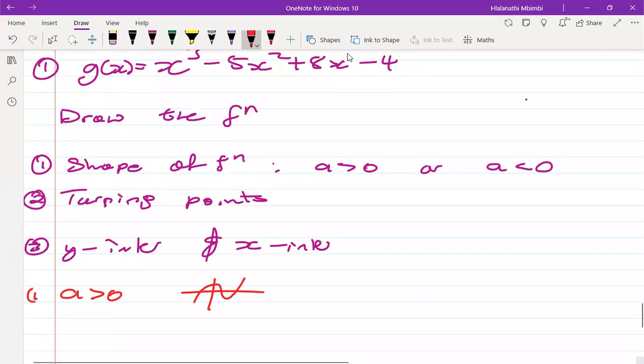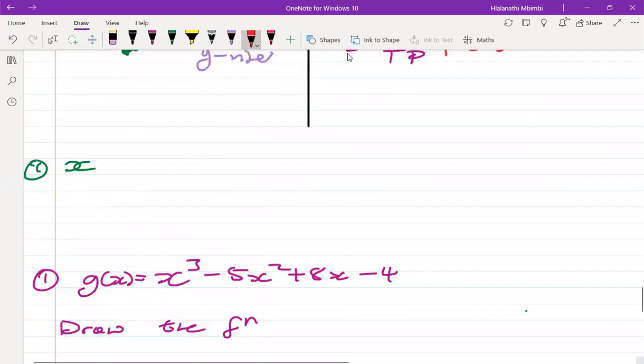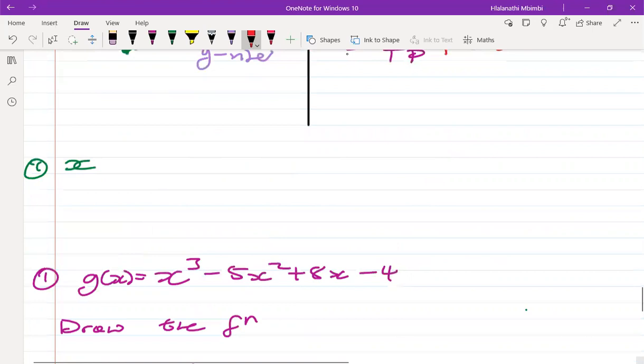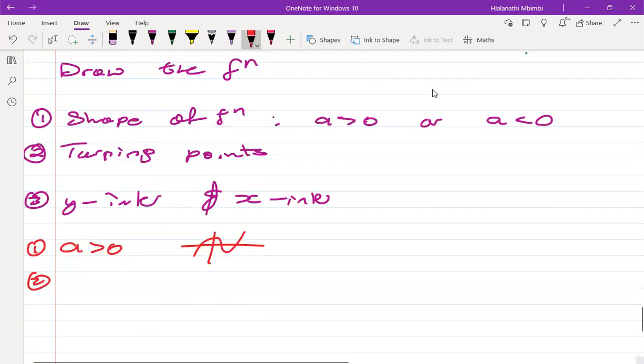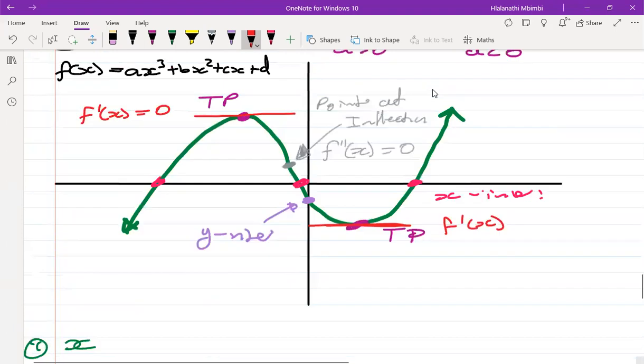So that's the first thing done. The second thing, we need to find the turning points. The turning points are the points where the first derivative is equal to 0, right? So we are going to take the first derivative of this function. The derivative of that would be 3x squared minus 10x plus 8.